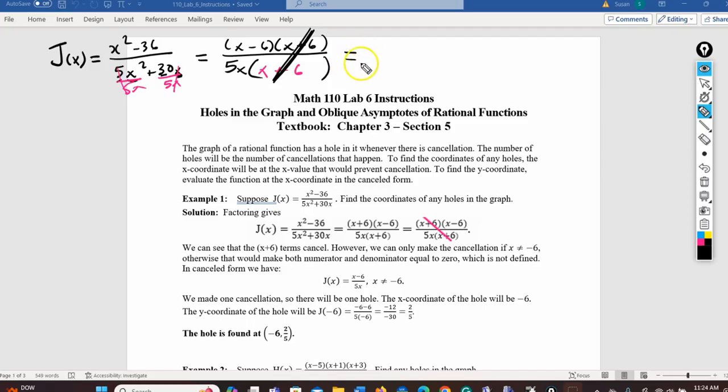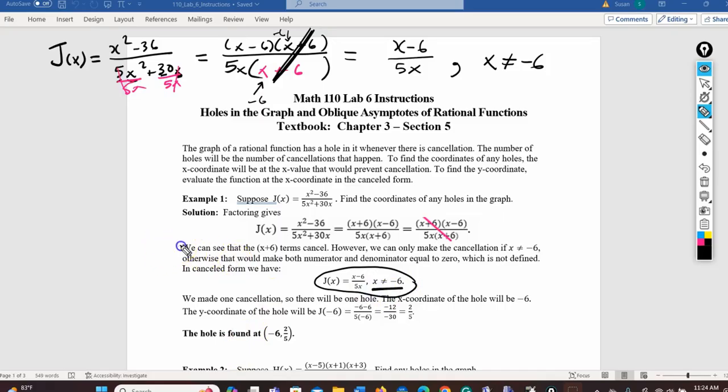Now here's very important. In the reduced form, we're left with x minus 6 over 5x, but you must qualify that with x is not allowed to be negative 6. Why is x not allowed to be negative 6? Because if x were equal to negative 6, then you would have 0 over 0, and that's not defined. So you could not have made that cancellation. You were only able to do that cancellation if x had not been negative 6. Okay, so make sure that you don't leave that part off.